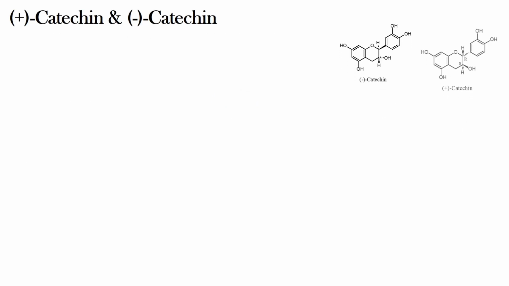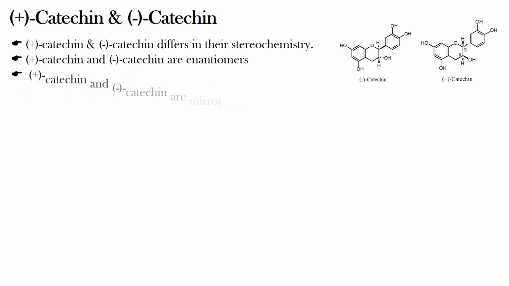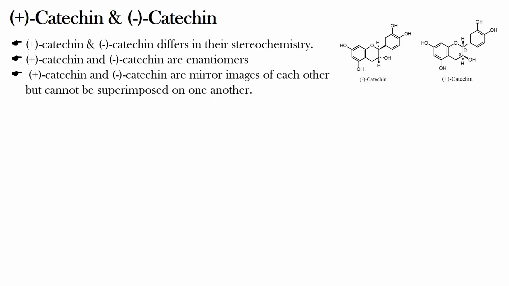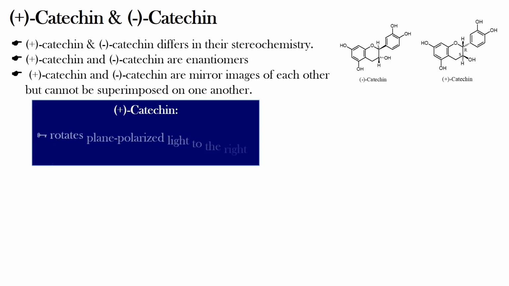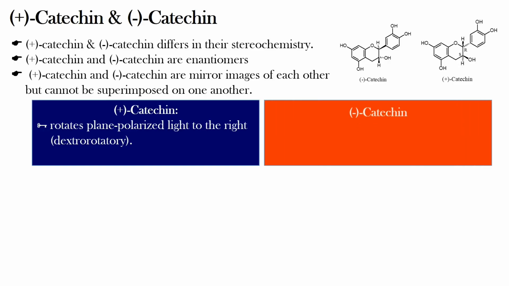Differences between dextrocatechin and levocatechin. The dextro and levocatechins differ in their stereochemistry. These catechins are enantiomers. The dextro and the levocatechins are a mirror image of each other but cannot be superimposed on one another. If we talk about optical activity, the dextrocatechin rotates the plane polarized light to the right, whereas the levocatechin rotates the plane polarized light to the left.